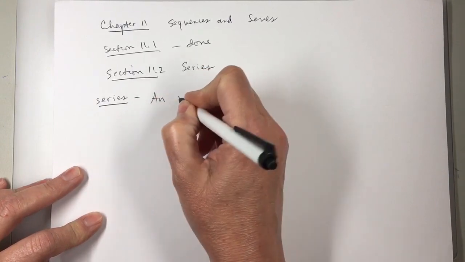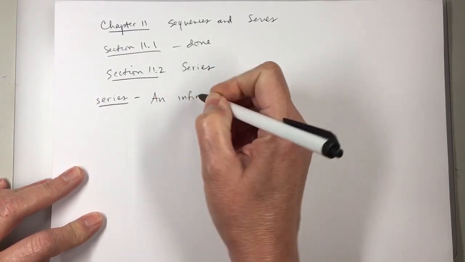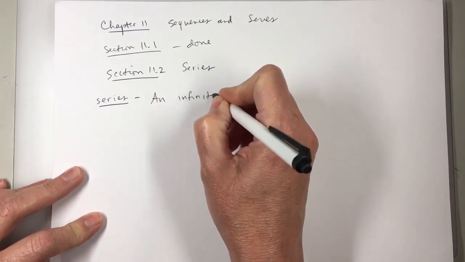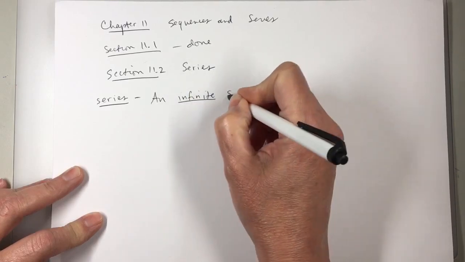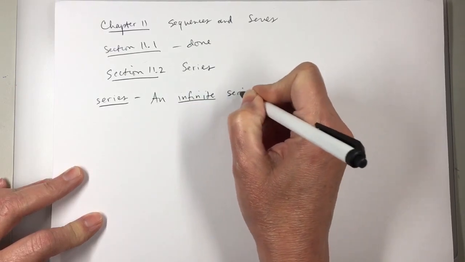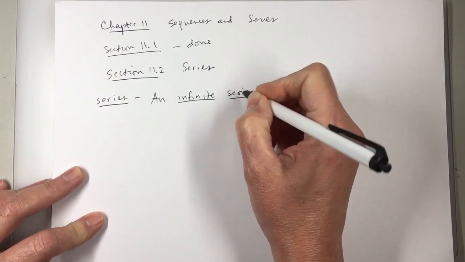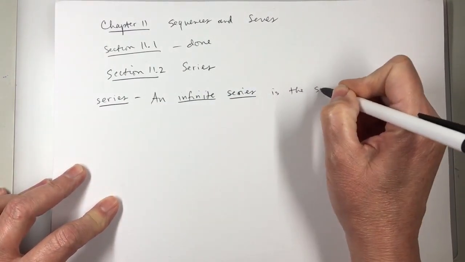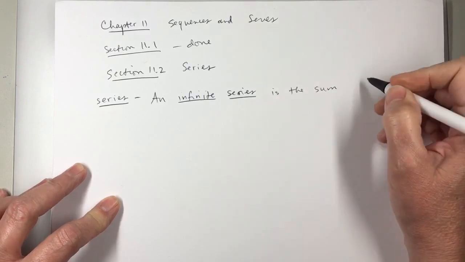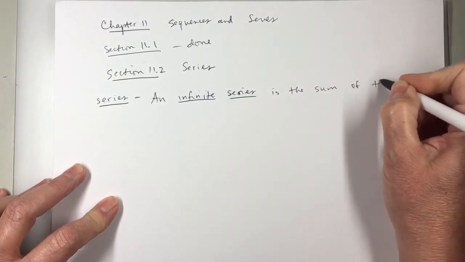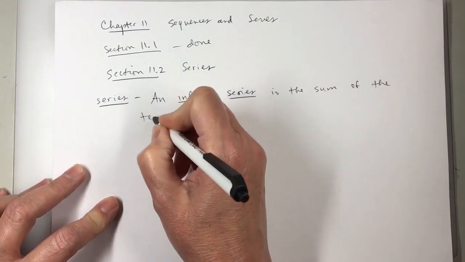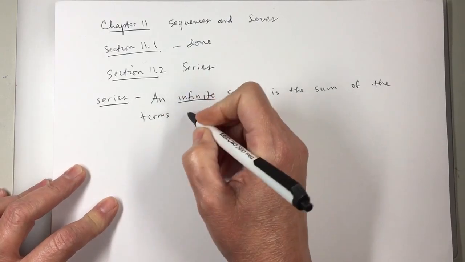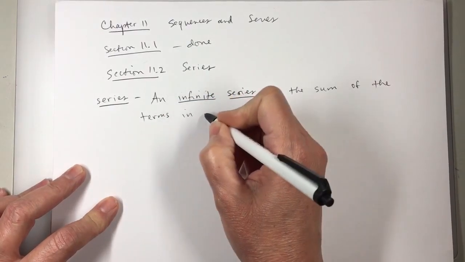So I'll write a little sentence here. An infinite series, a sentence for the definition. An infinite series is the sum of the terms in an infinite sequence.